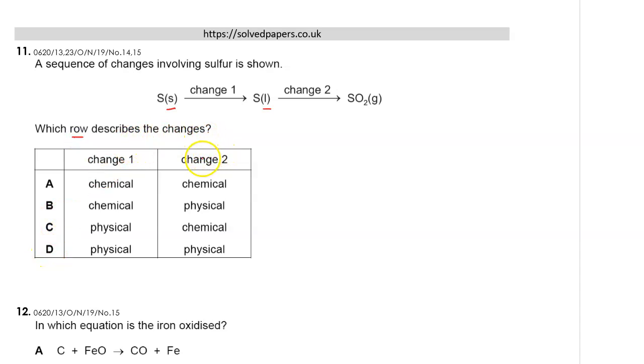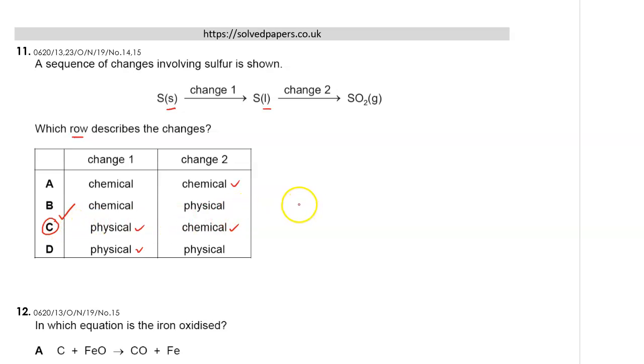So in change 1, sulfur has just melted, and therefore that is a physical change. It is not a chemical change, right? Then in change 2, sulfur has reacted with oxygen to give us sulfur dioxide. So that is a chemical change. So the correct answer here is C.